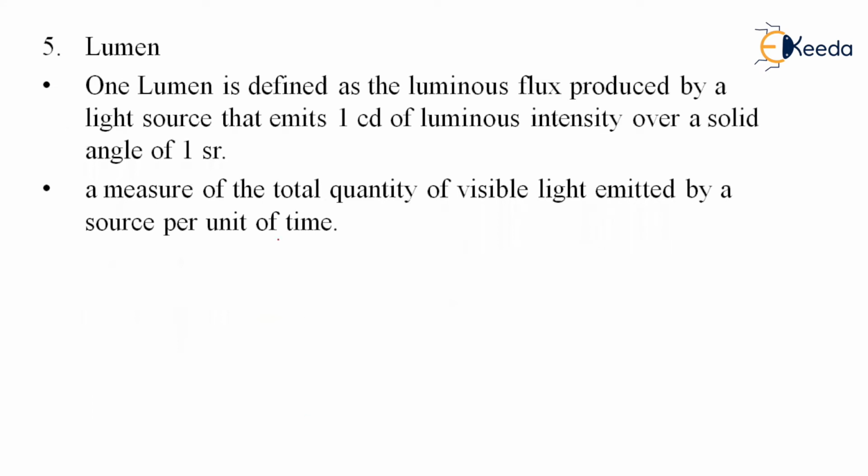Now the fifth question comes: what is lumen? One lumen is defined as the luminous flux produced by a light source that emits one candela of luminous intensity over a solid angle of 1 steradian. Let's see. One lumen is defined as the luminous flux, the flow of light energy, produced by a light source that emits one candela of luminous intensity over a solid angle.